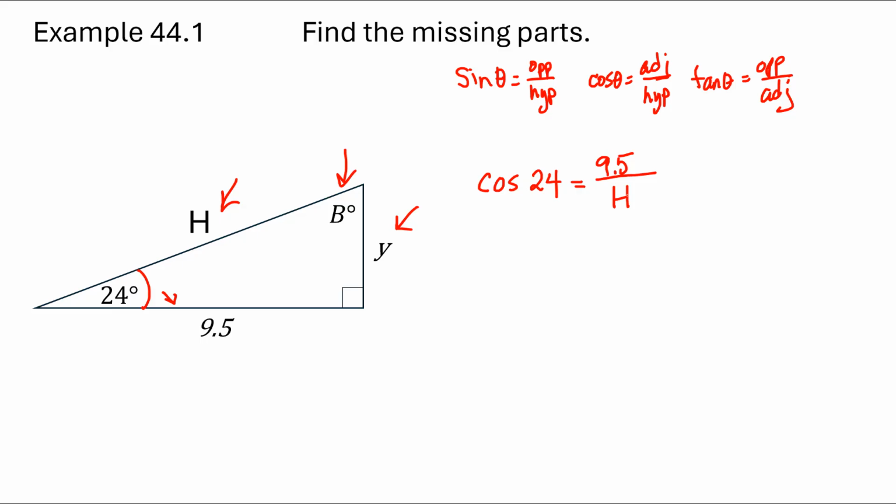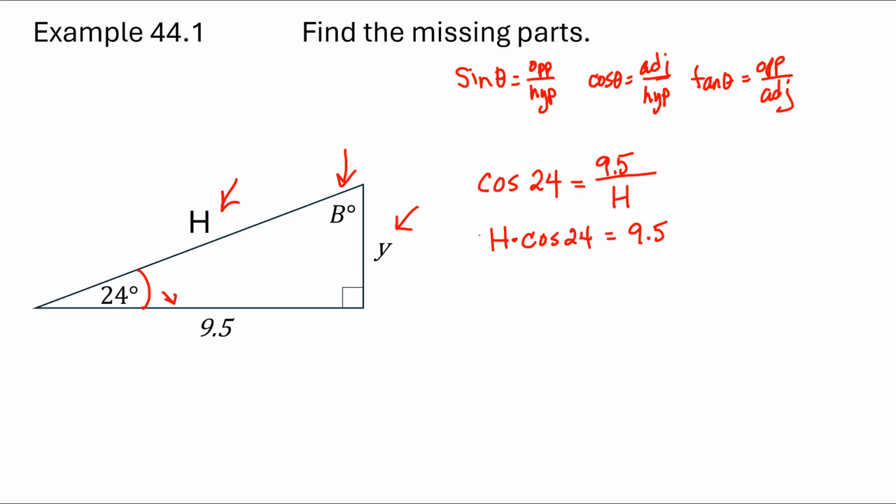All right, we want to get h by itself, so I'm going to multiply both sides by h. And I'm going to have h times cosine 24 is equal to 9.5. Now notice that h goes in front of the cosine because I am multiplying both sides of this equation by h. I'm just moving that h over to the left side. It is not part of the cosine or the 24. It is just something that's being multiplied by that, because that's how I could get it out of the denominator on the right side.